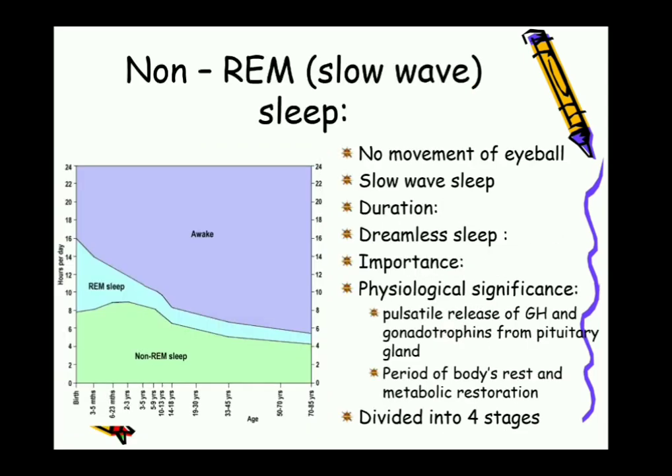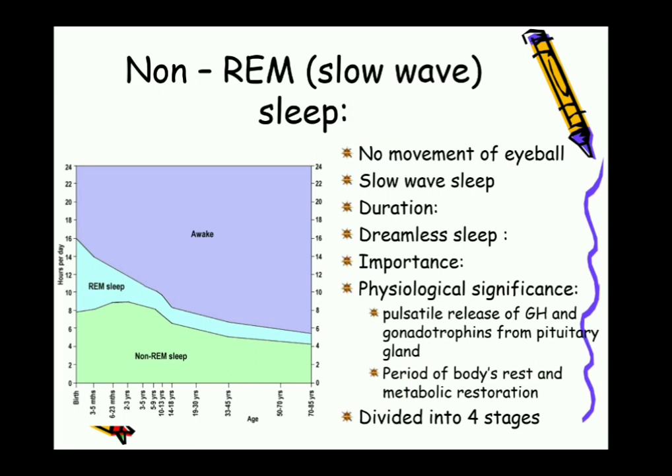Next type of sleep, that is non-REM sleep, also known as slow wave sleep. Here there is no movement of the eyeball. Duration of this sleep is about 70 to 80% of total sleep period, and it is also known as dreamless sleep. Dreams are not present, or if dreams are there, they cannot be remembered, and it is restful sleep.